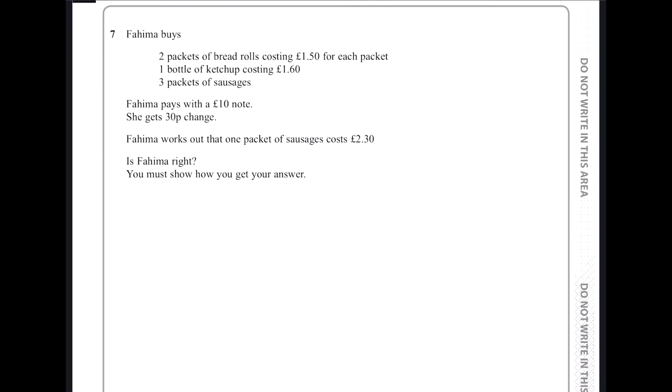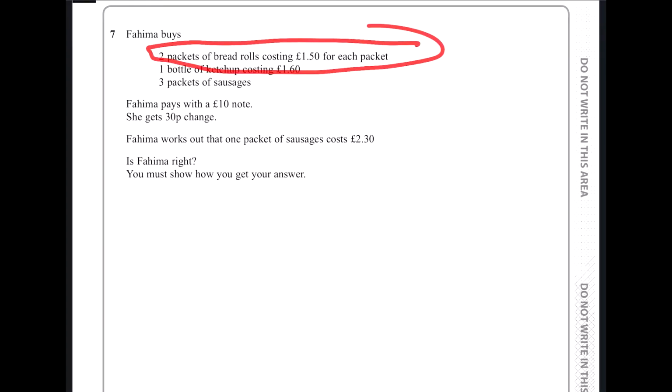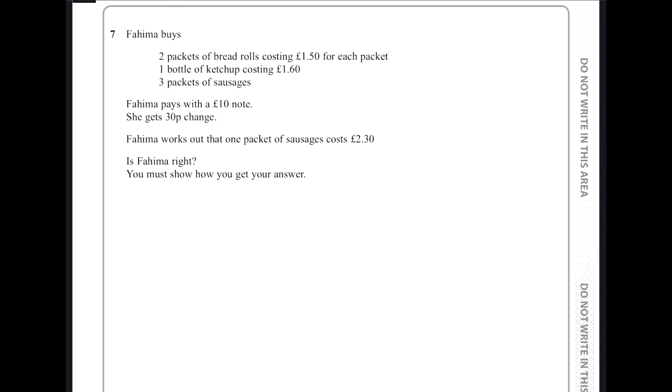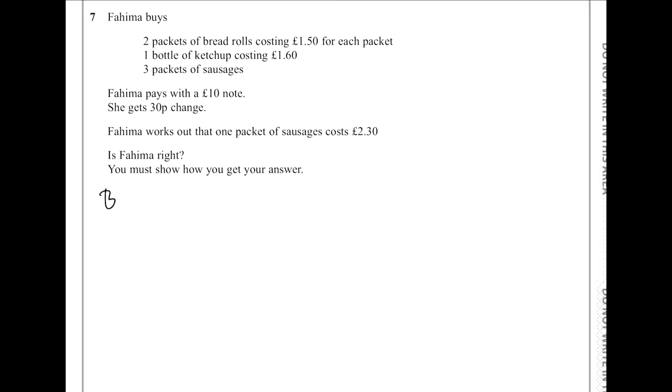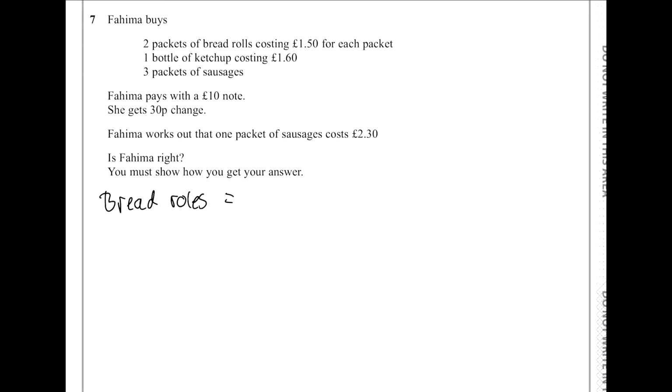Okay, next one. We have Fahima buys 2 packets of bread rolls costing this much for each packet, 1 bottle of ketchup costing £1.60, and 3 packets of sausages. It then says that Fahima pays with a £10 note. She gets 30p change. She works out that sausages cost this much, 1 pack. And we need to show if she's right. So we can figure out the cost separately. So for bread rolls, the cost would be, well, is 2 packets.